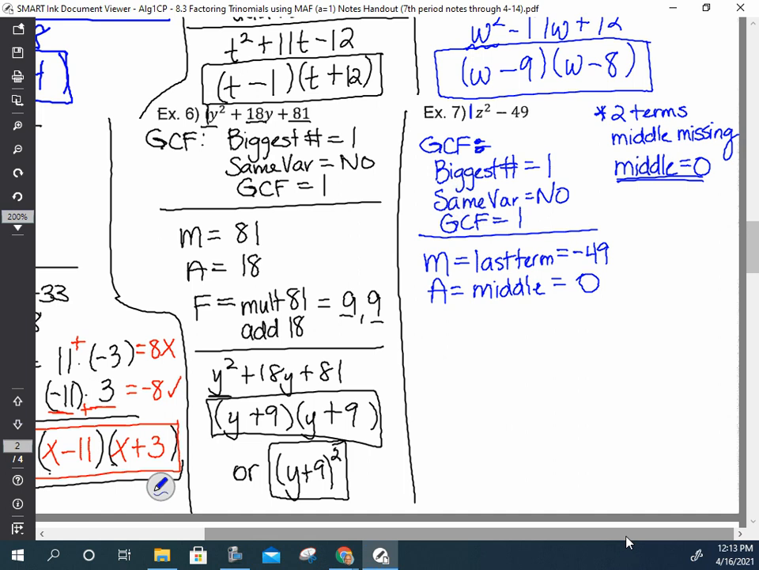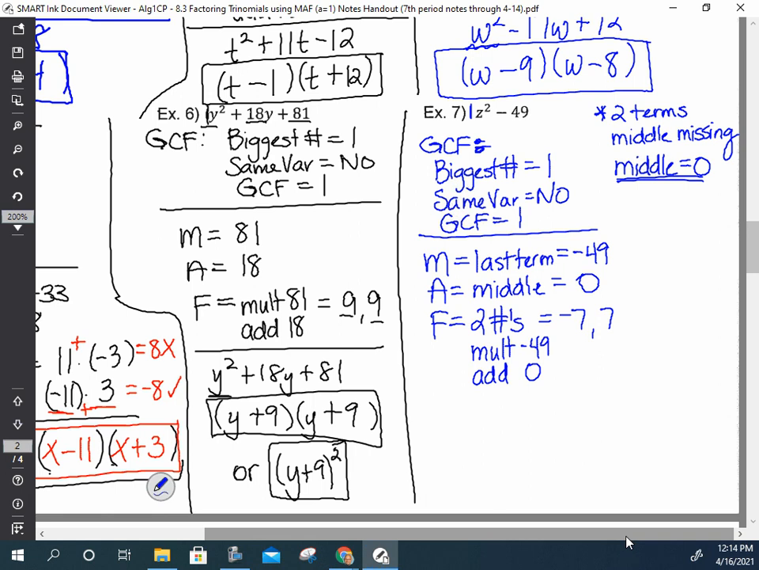Oh, go ahead. I got the answer. Oh, ready to tell me 2 numbers? Negative 7 and 7. So the 2 numbers that multiply to negative 49 and add up to 0 are negative 7 and 7. So if the middle term is not there, you're just looking to see what adds up to 0.